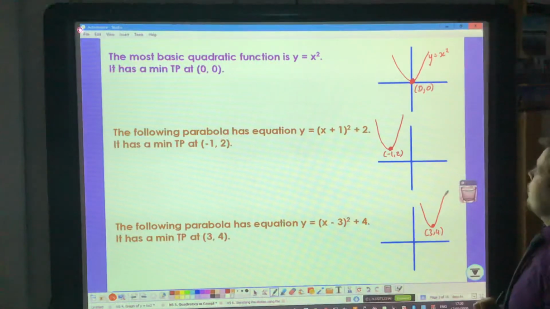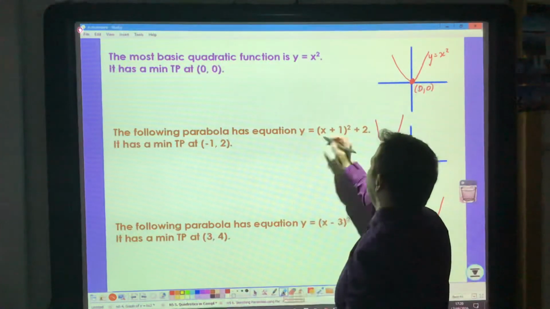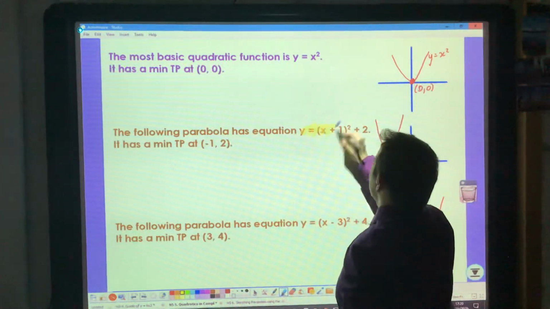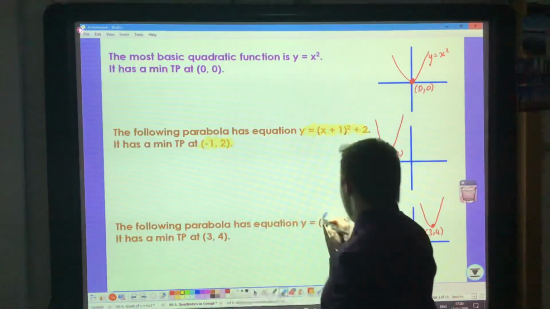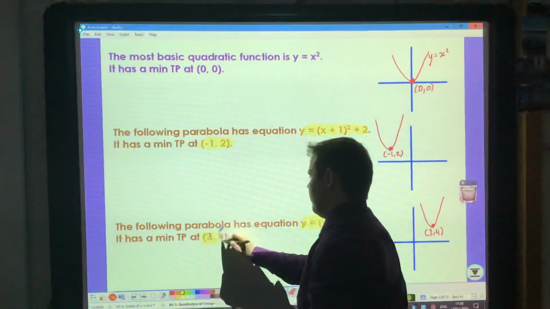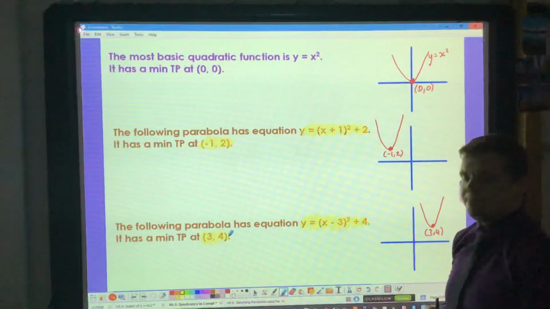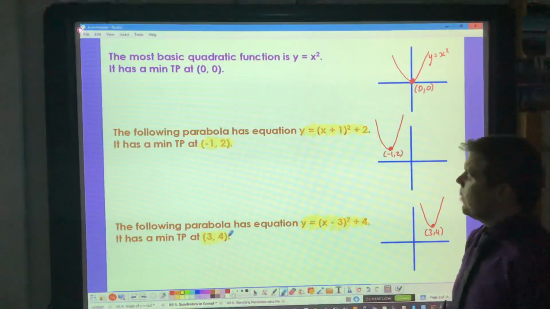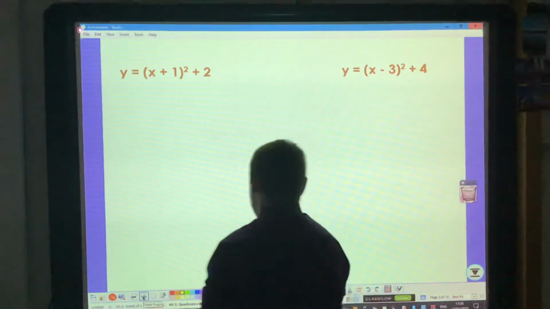And I want you to have a wee look and see if you can spot a pattern between, maybe not the top one, it's a wee bit more challenging to see, between that equation and that turning point. That equation and that turning point. So if you want to pause the video, have a wee think, and I'm going to go through it in a wee second.